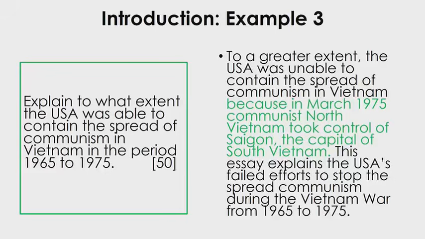Here you can have a look at the introduction. On the left-hand side, we've posed the question, and then on the right, we offer you that introduction. It says, to a great extent, the USA was unable to contain the spread of communism in Vietnam because, in March 1975, Communist North Vietnam took control of Saigon, the capital of South Vietnam. This essay explains the USA's failed attempts to stop the spread of communism during the Vietnam War from 1965 to 1975.